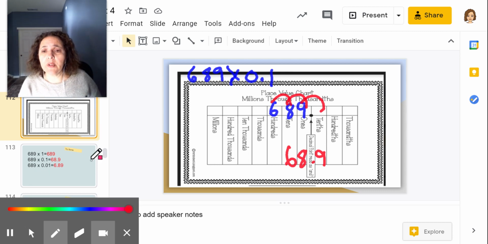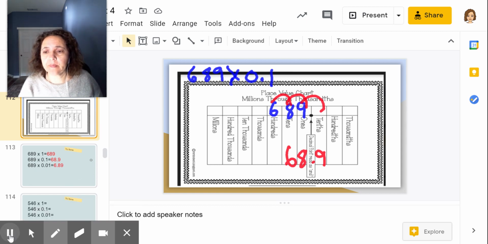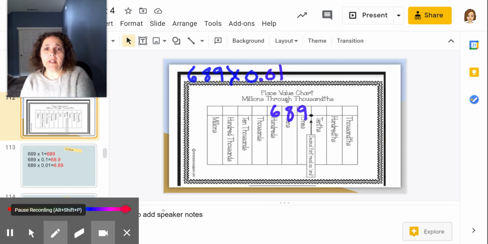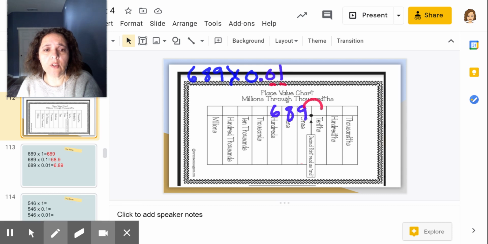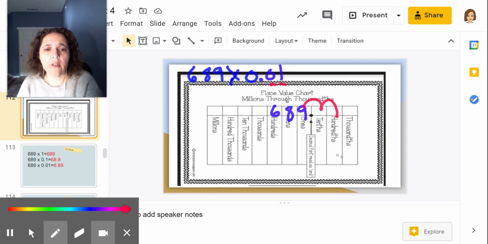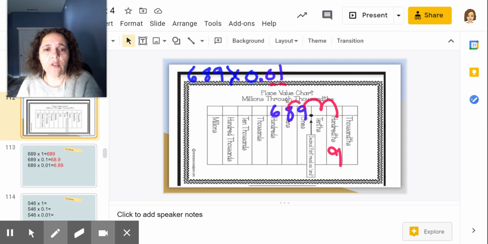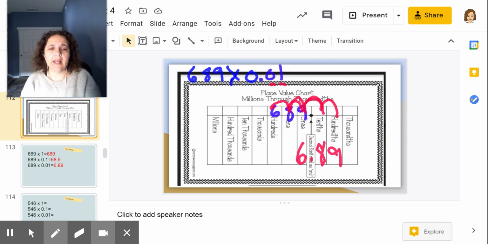Now let's see what happens when we multiply it by 1/100. Okay, so now I wrote 689 times 1/100. So 2 place values, that means 2 shifts. The 9 is going to shift 1, 2. It's going to shift there. The 8 is going to shift 1, 2. It's going to shift there. The 6 is going to shift 1, 2. It's going to shift there. And that's my 6 and 89 hundredths. Okay?